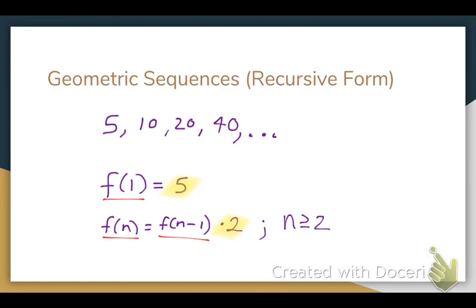Some people were asking me, this 2, does it have to be at the back? Can it be at the front? Absolutely. You could put 2 times f of n minus 1, or you could put f of n minus 1 times 2. It does not matter what order you put it in. Multiplying numbers, you can do in either order.